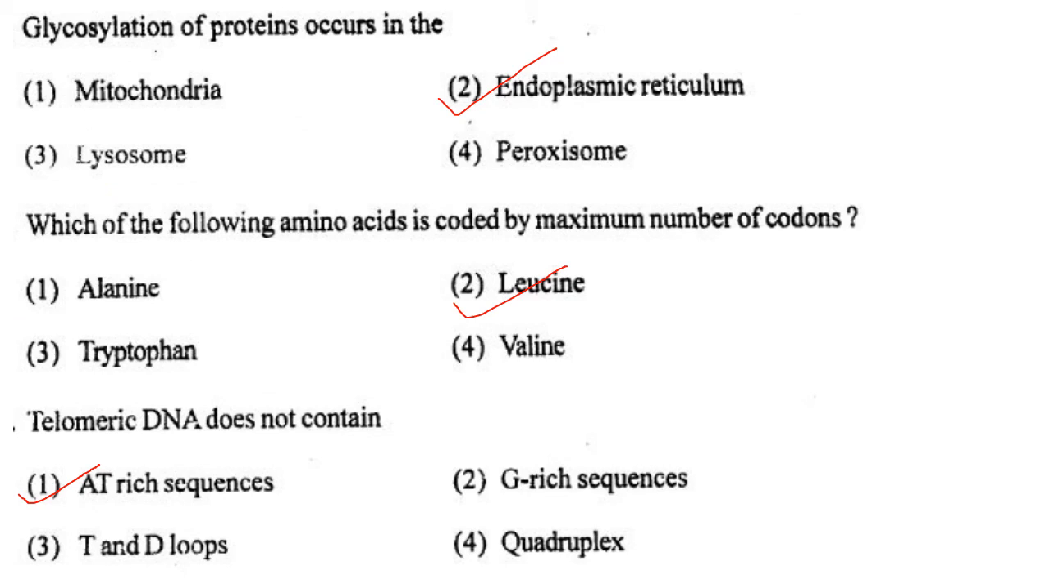Glycosylation of proteins occurs in the option 1, mitochondria; 2, endoplasmic reticulum; 3, lysosome; 4, peroxisome. Answer is option 2, endoplasmic reticulum. Which of the following amino acids is coded by the maximum number of codons? 1, alanine; 2, leucine; 3, tryptophan; 4, valine. Answer is option 2, leucine.